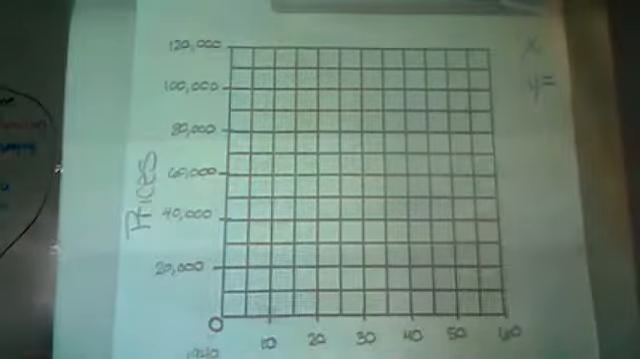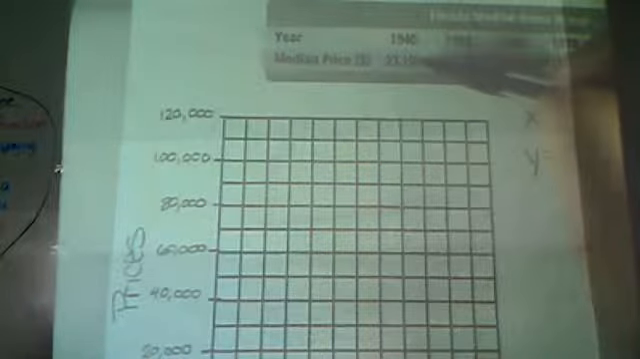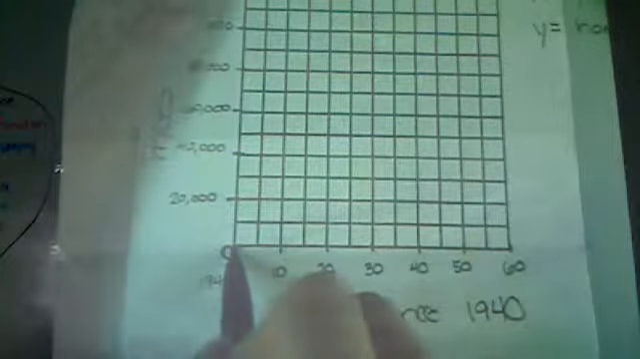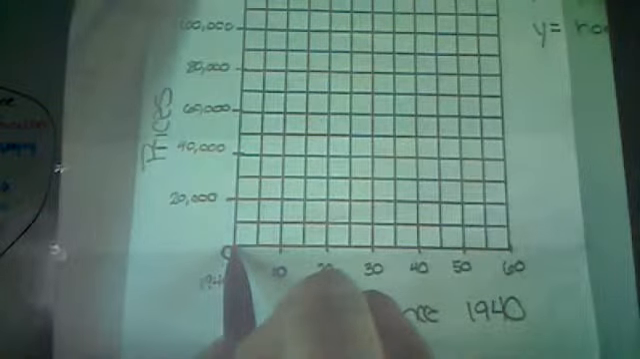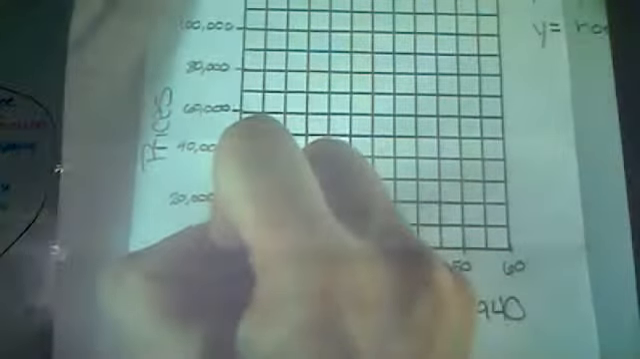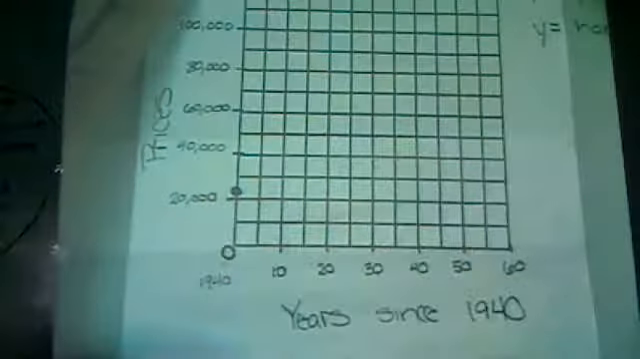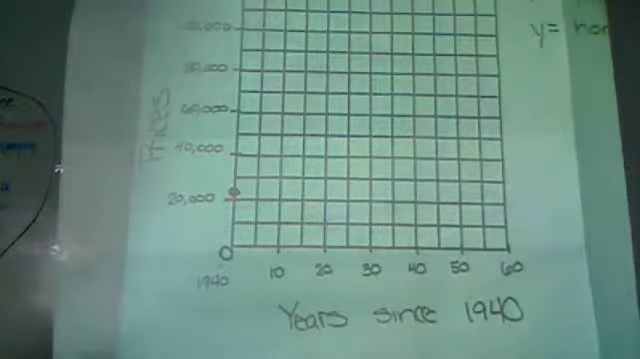The first point is 1940 and 23,100. Remember, this is our x, this is our y. Well, in 1940, remember, no years have passed, so we're here, and then we're at 23,100. So right about there. That's going to be our first point.